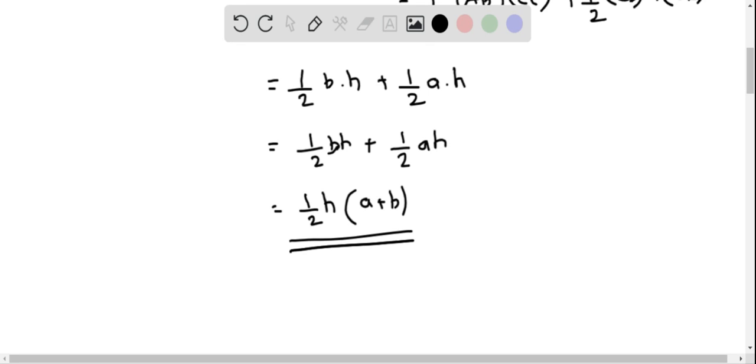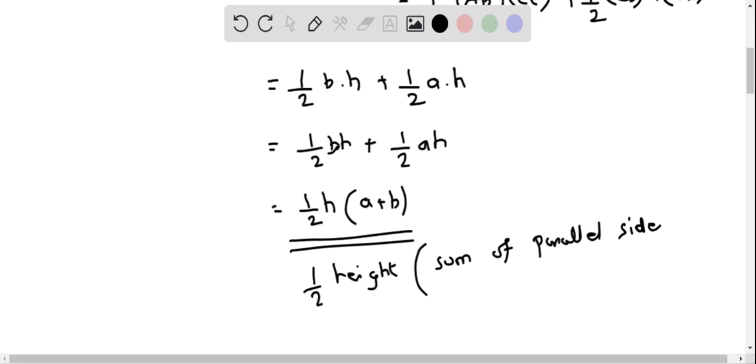We can convert this to a statement as half of the height times the sum of the parallel sides, because A and B represent the parallel sides. We can write this down as the area of the trapezoid.